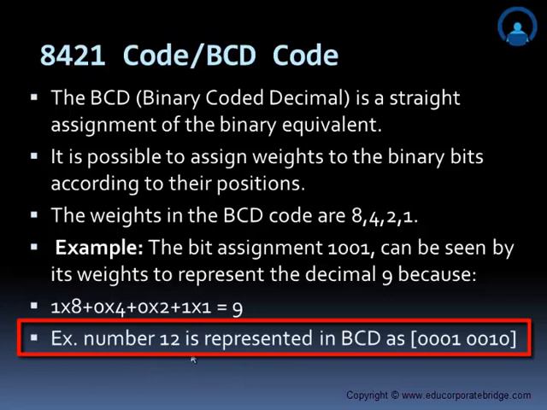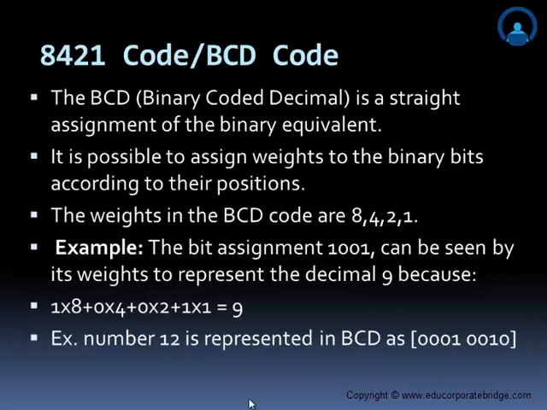Similarly, the number 12 is represented in BCD this way: this is the binary equivalent of 1, and this is the binary equivalent of 2. Now, why is 12 represented in this way and not in the regular binary form? It's because the valid BCD codes are from 0 to 9. After 9, we take the digits individually with their corresponding binary codes. Hence, 12 is represented in this way.